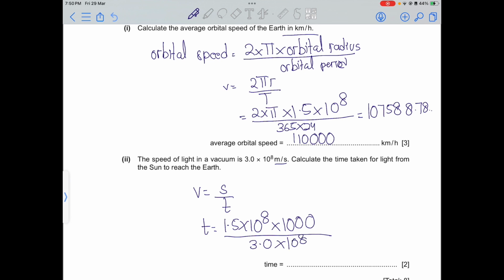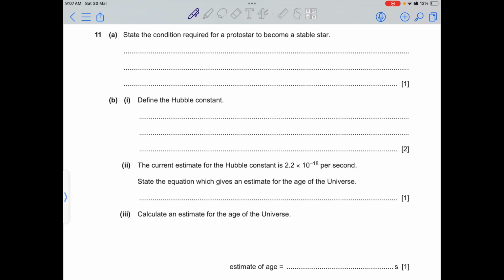1.5 times 10 to the power of 8 times 1000 divided by 3.0 times 10 to the power of 8, which is 500 seconds. By doing this question, we have reached the last question, which is again regarding space physics.